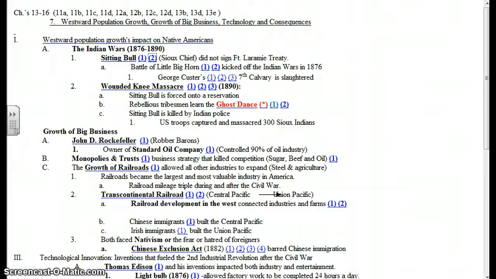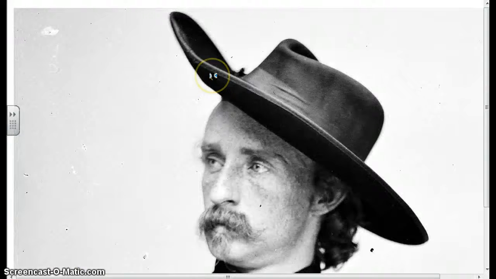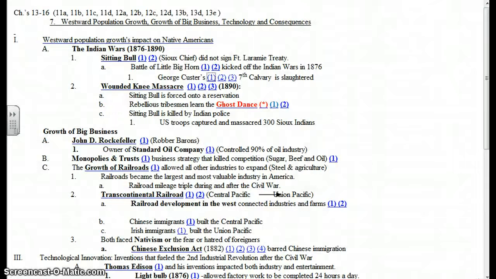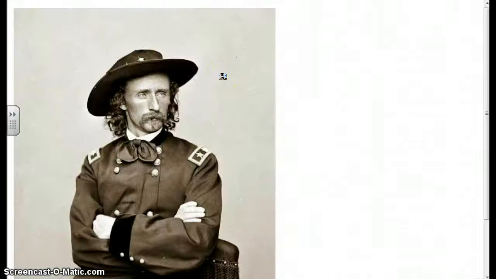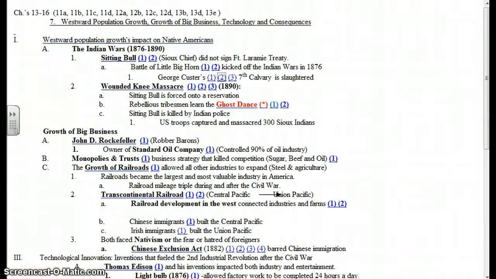So the American government sent an American general and the leader of the 7th Cavalry out west to stop these attacks on the gold prospectors. His name was George Armstrong Custer. He had been a hero during the Civil War.